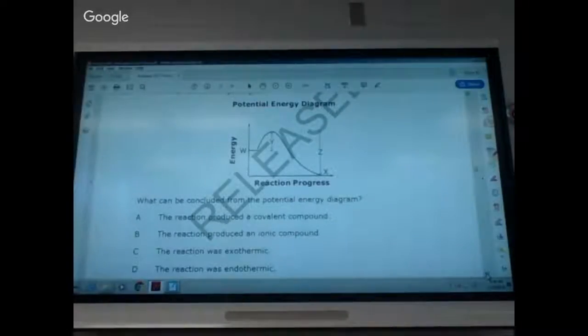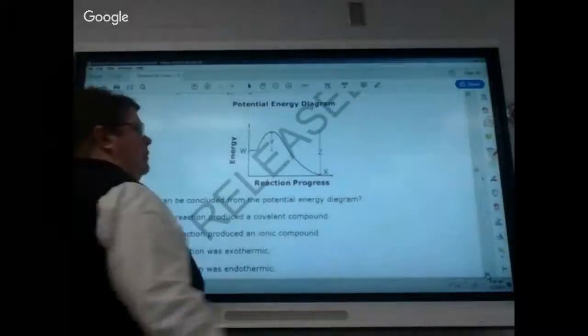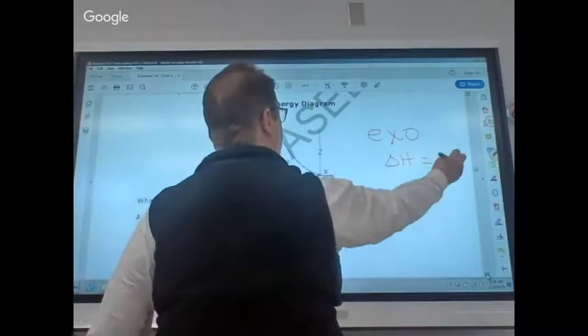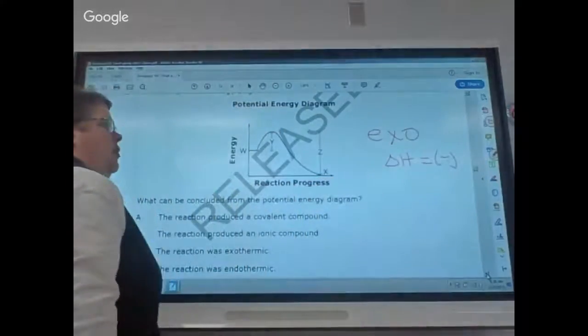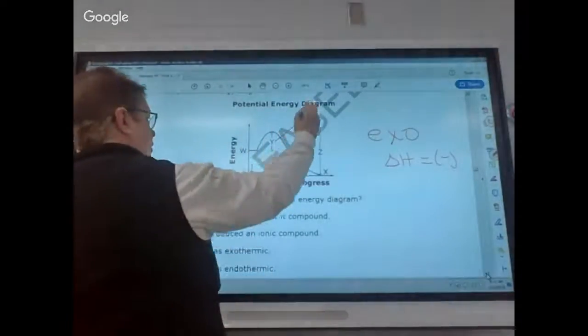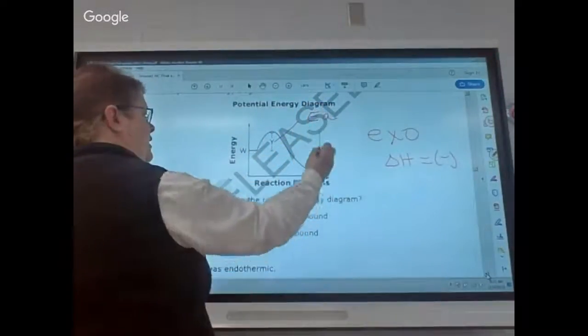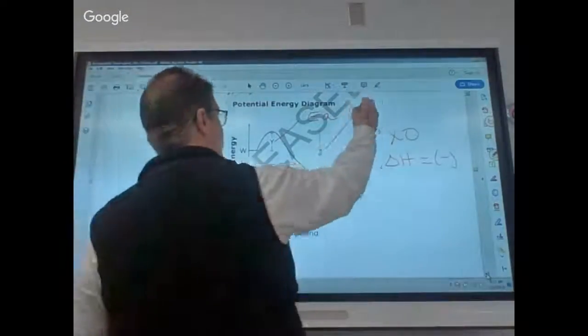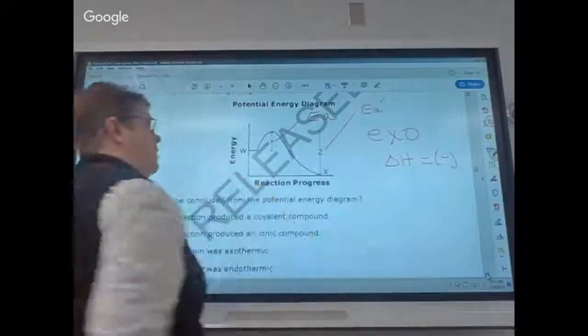All right. If we look at this one, what can you tell me about the potential energy diagram? All right, I hear exothermic, which means delta H is negative. I like all that information. What's Y called? The EA. Good. What's Z called? EA reverse. Good. Now tell me the answer to the question.